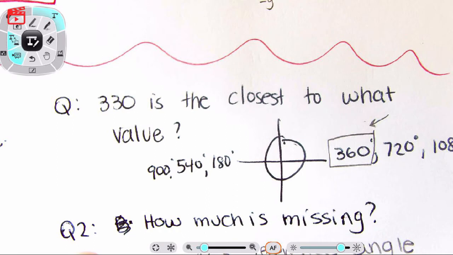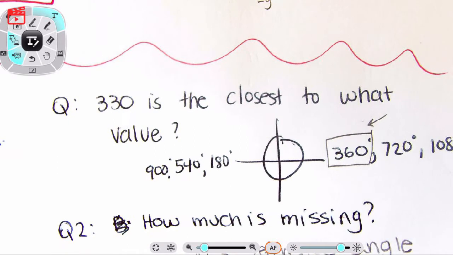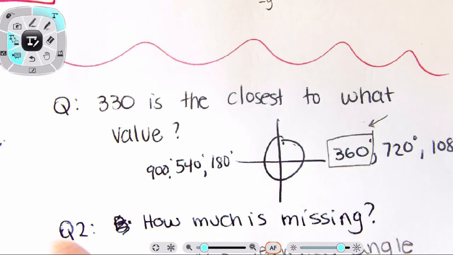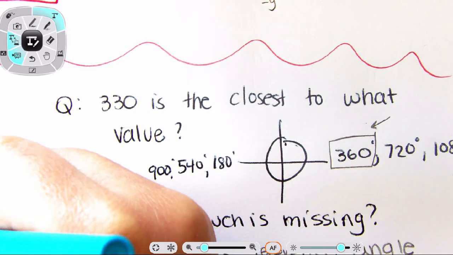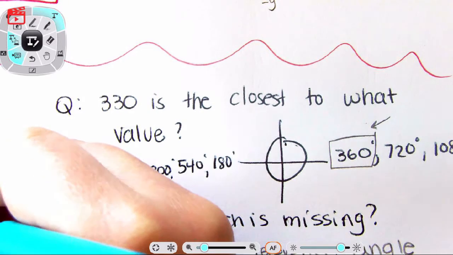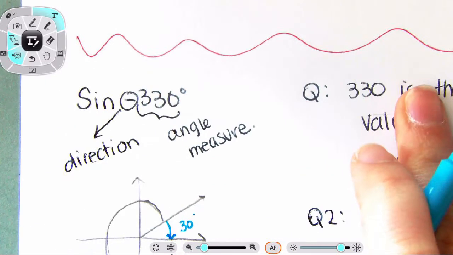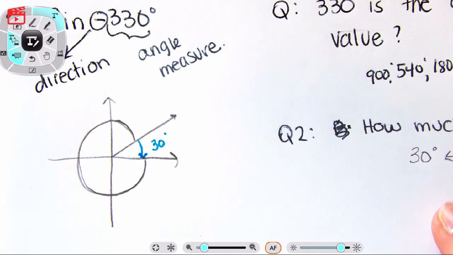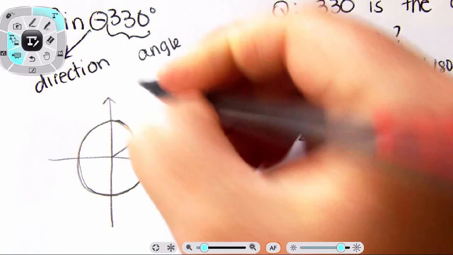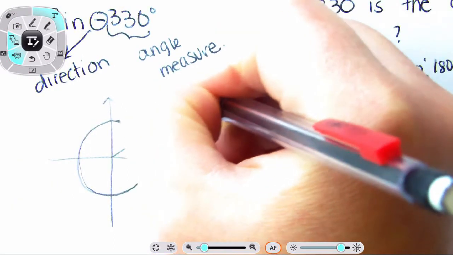Okay, negative direction. I'm here, going around. 330 is here-ish. So how much is missing for a complete period? And that is 30 degrees that's missing. Oh, you can't see that, I'm sorry. So 30 degrees is missing. This here is negative 330 degrees.